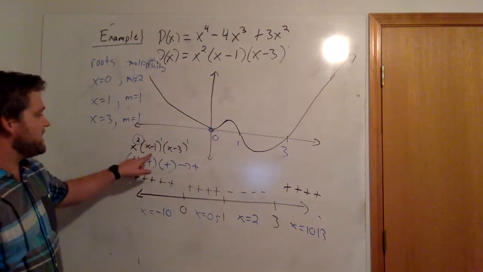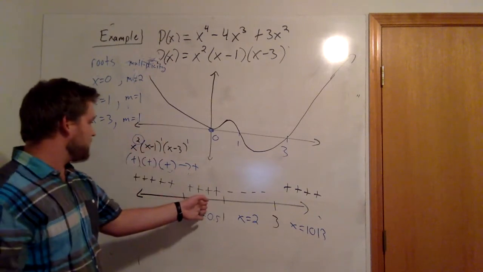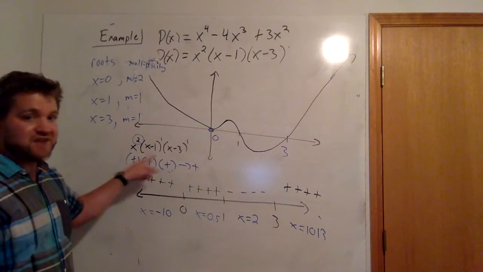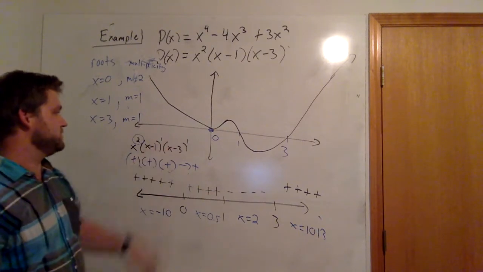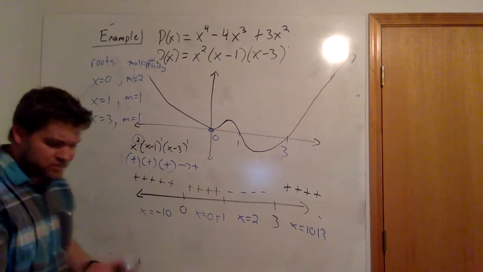Over here, since they have an odd multiplicity, when I'm on one side, it'll be, in this case, positive. But when I go to the other side, it's going to flip sign if I have an odd multiplicity. We'll see that with tons of examples. Keep that in your mind as we do more examples. Let's do another one.